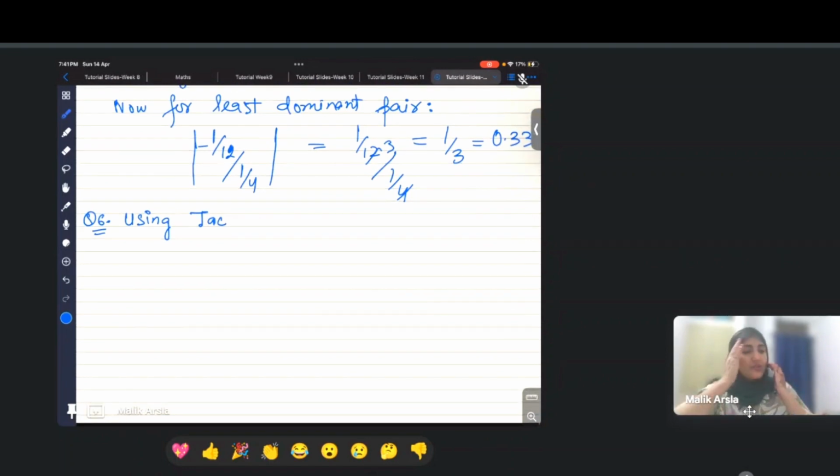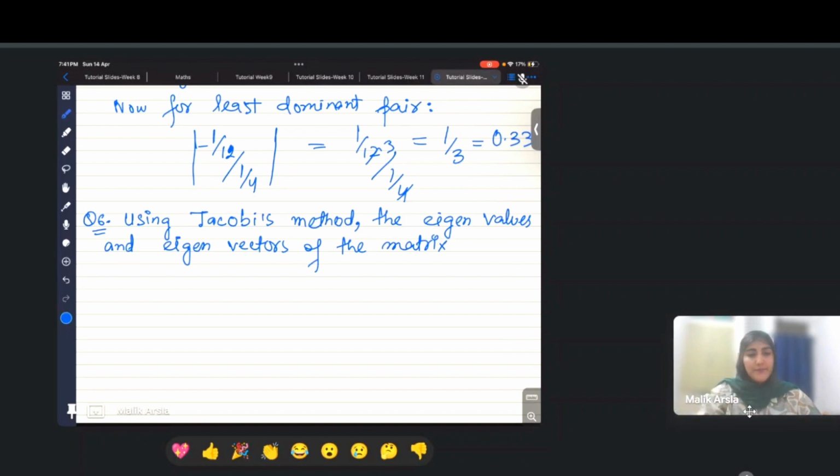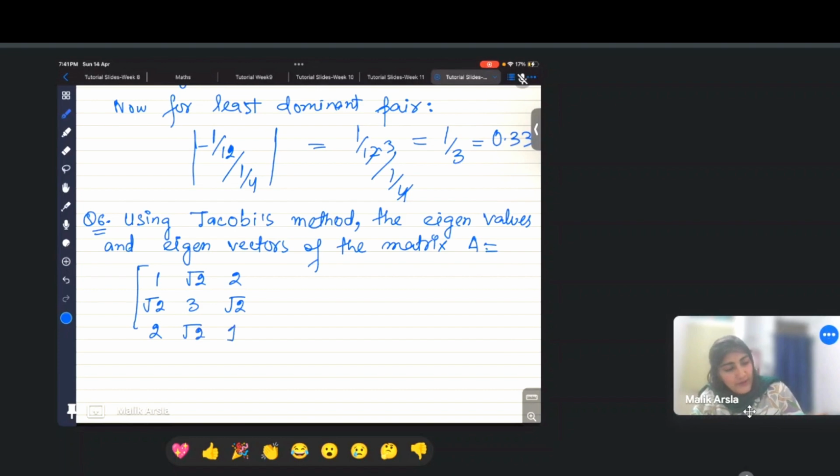So now coming to question number 6: using Jacobi's method, the eigenvalues and eigenvectors of the matrix A. Matrix A has been given as 1, root 2, 2, root 2, 3, root 2, 2, root 2, and 1.